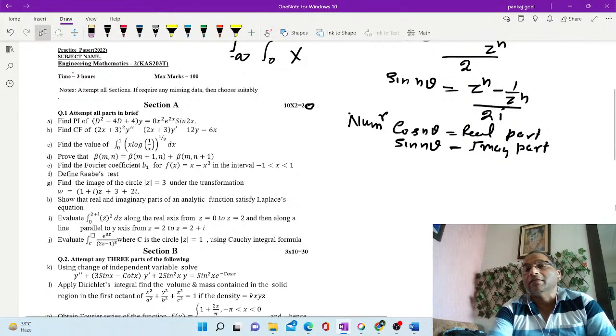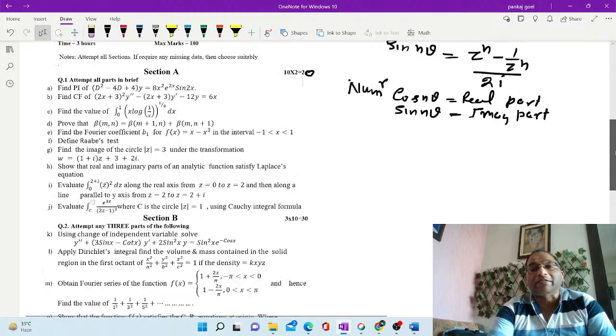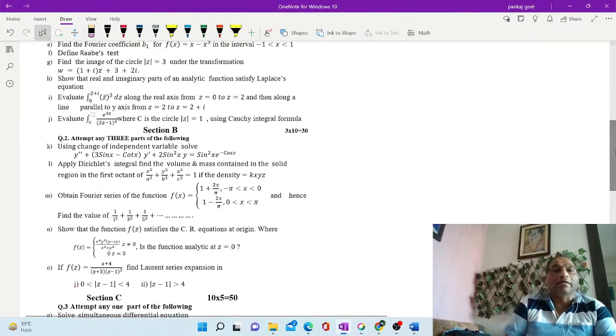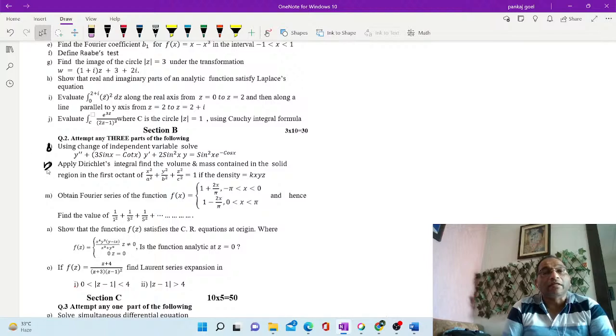In Section B, we are discussing first Section B and Section C. In Section B, one question is like this. This is A, B, C. Numbering is not actually correct here. A, B, C, D, E, F, right? Like this. In the first part, you can see the change of independent variable. Either here is change of independent variable or most probably here is the variation of parameters method. You can solve these questions. Second one is from the second unit, I think Dirichlet integration will be there.